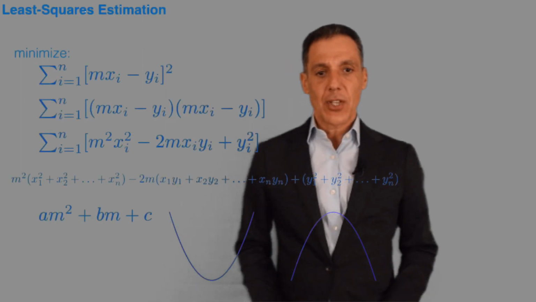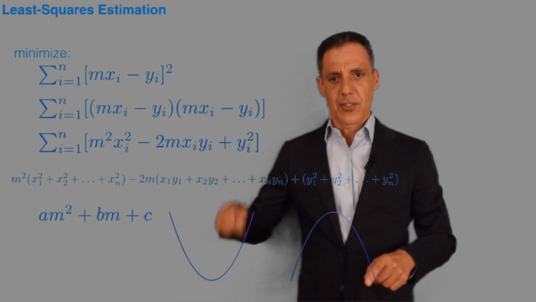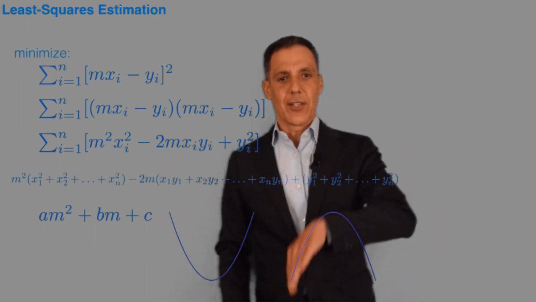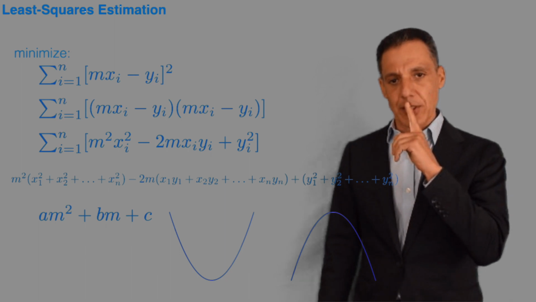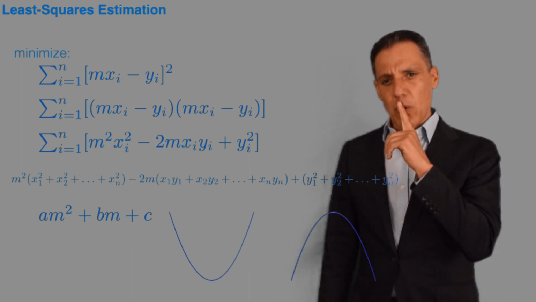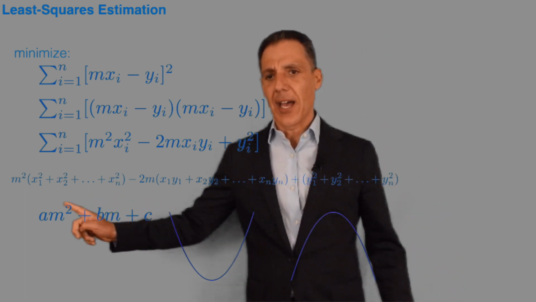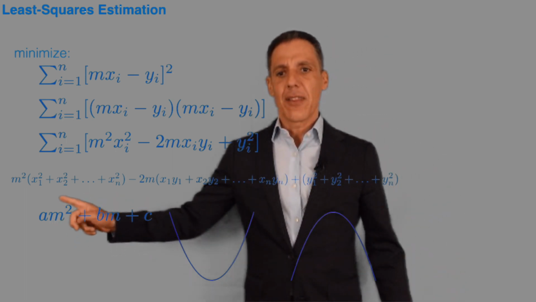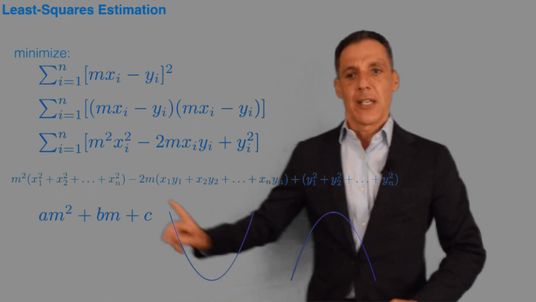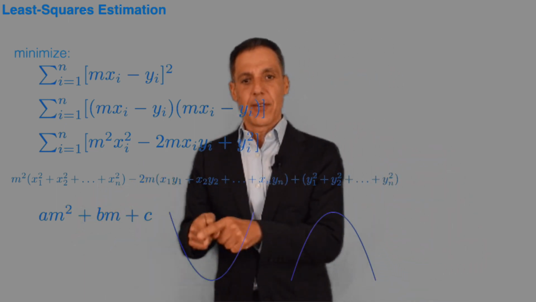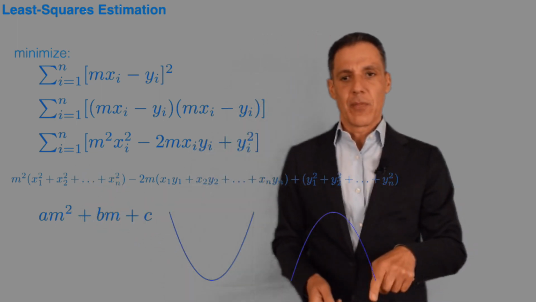Now, one thing we should talk about is the parabola could look like that as well. So this is a U, and this is, let's call it an N, an inverted U. So what's the difference here? Well, let me remind you that the sign on the m squared term dictates the orientation of the parabola. So if a is positive, we have a U. And if a is negative, we have an inverted U.